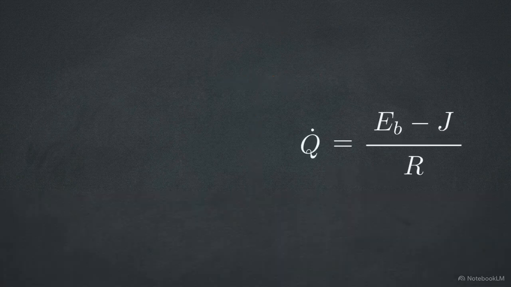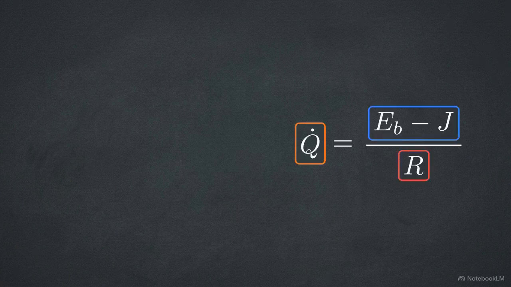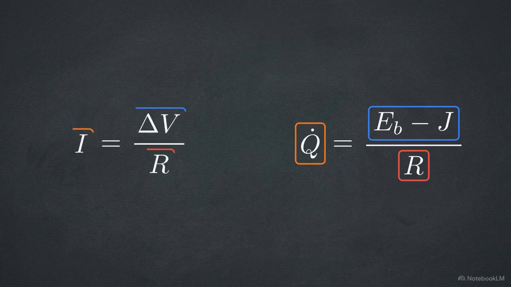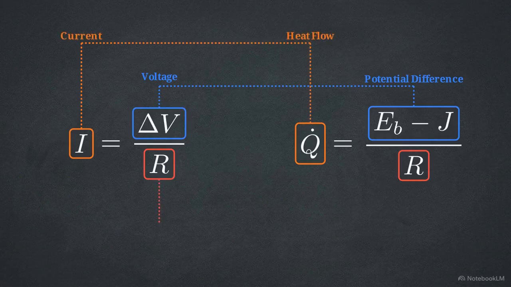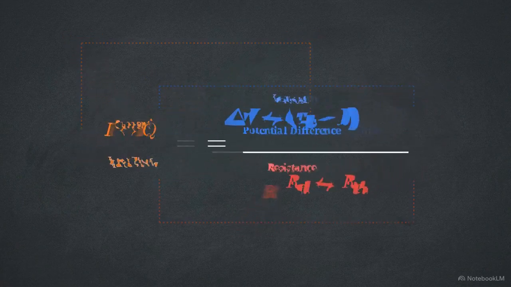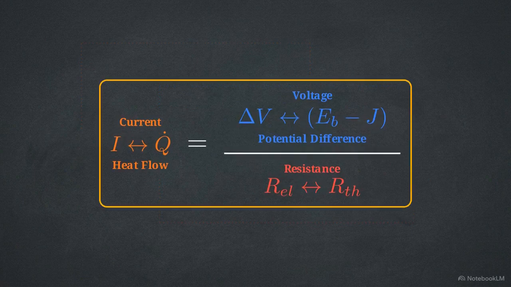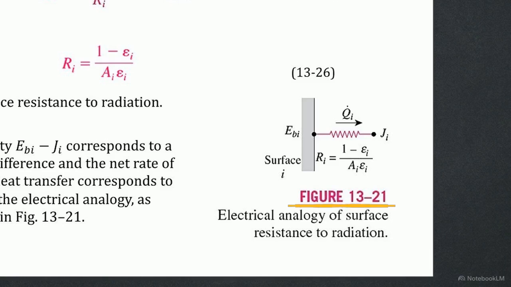Look at the structure of our heat equations. We have a flow, Q dot, determined by a difference in potential, divided by a resistance. This mathematical architecture is identical to Ohm's law for electricity. By treating emissive power as voltage and heat flow as current, we can map entire radiation enclosures into simple electrical networks. Look at figure 13-21 on the right.